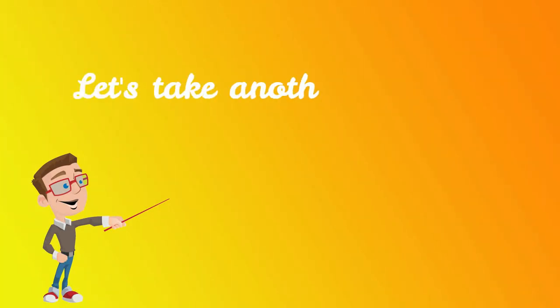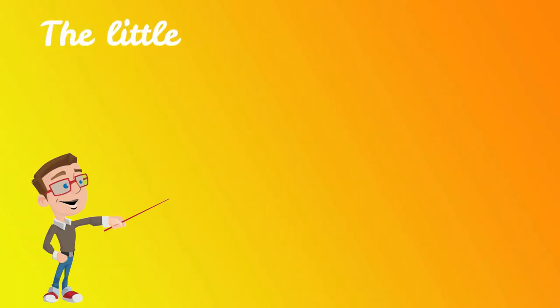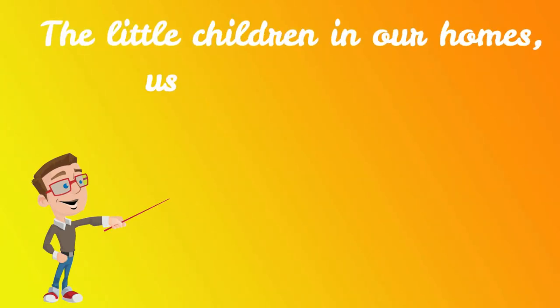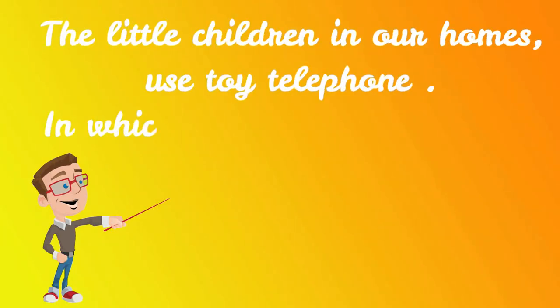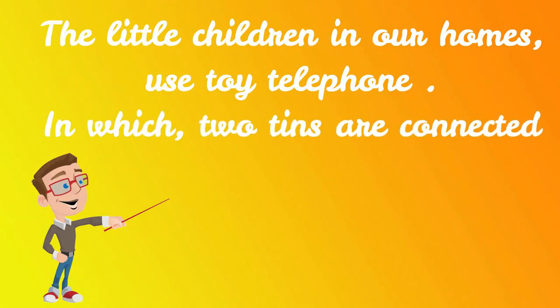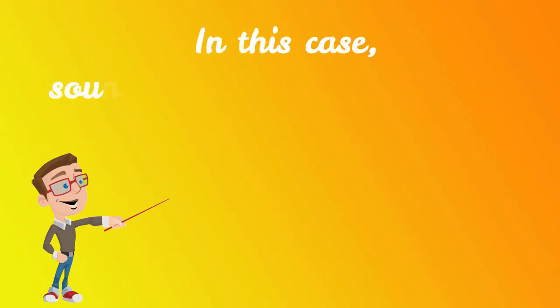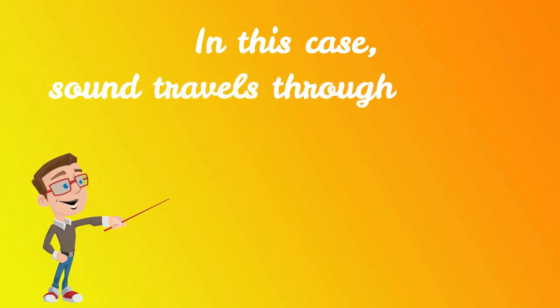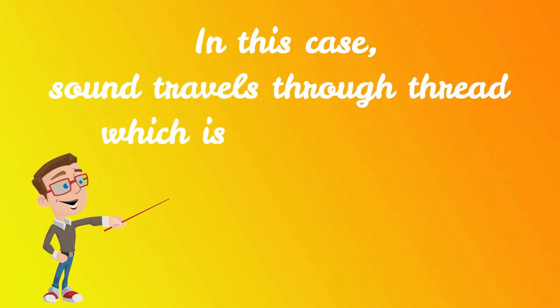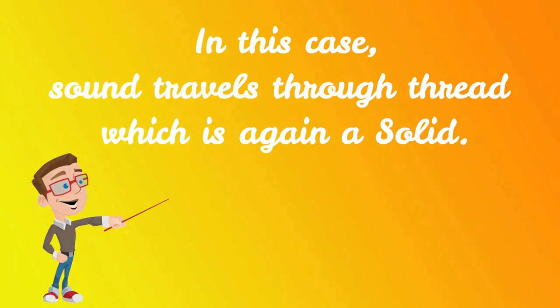Now let us take another example. The little children in our homes use the toy telephone in which two tins are connected by a thread. If a child speaks into one tin, he can be heard by another child who puts his ear to the other tin. In this case, the sound vibrations are transmitted through the thread, which is again a solid.